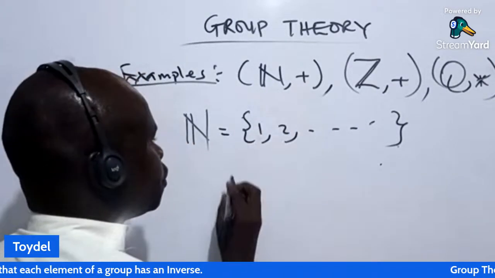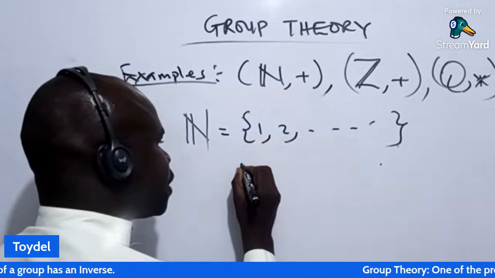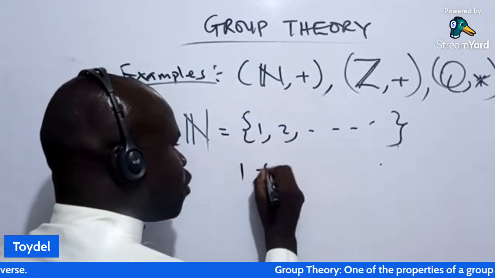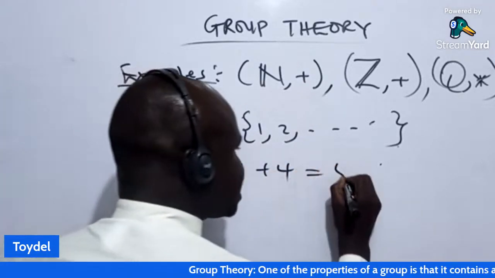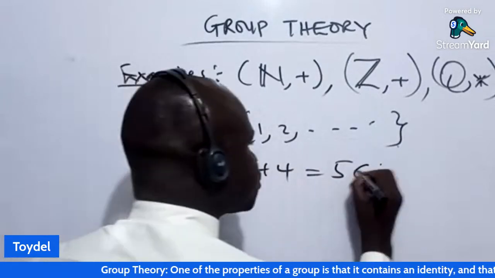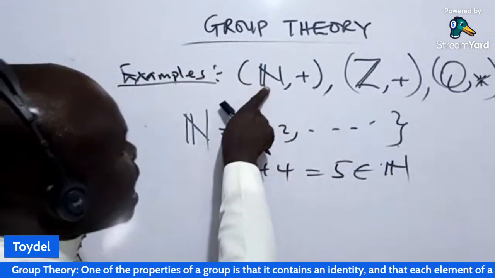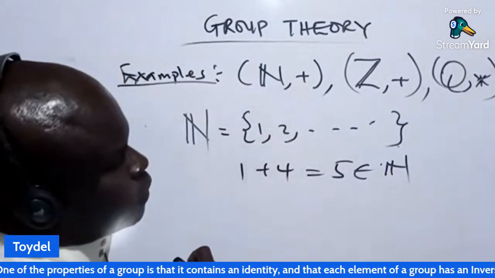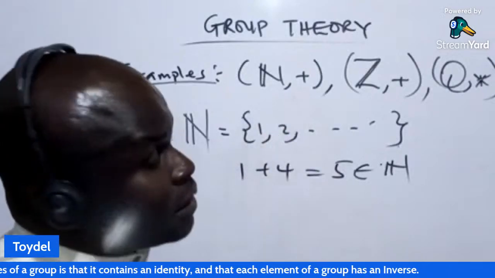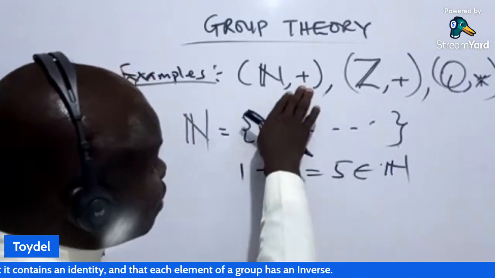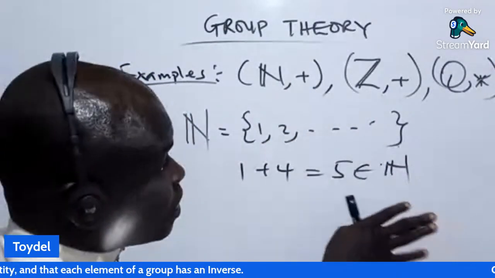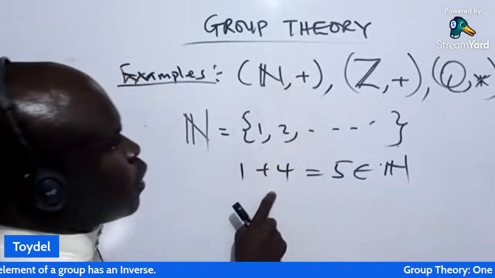Then under addition, any number that you pick, let's say we pick 1 plus 4. What is the answer? 5. 5 is still part of this set. 5 belongs to the set of natural numbers. So natural numbers under addition is a groupoid. But under subtraction it might not be a groupoid, because natural numbers do not have negatives. So natural numbers under addition is a groupoid.